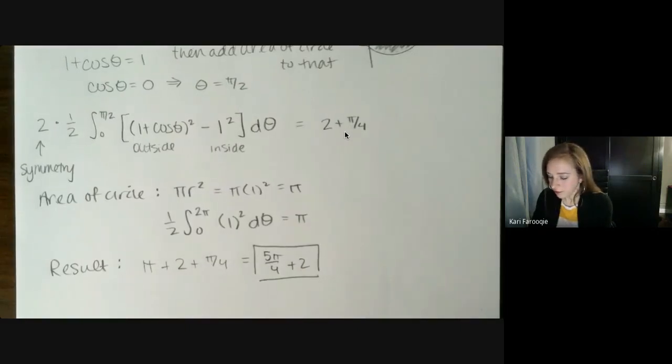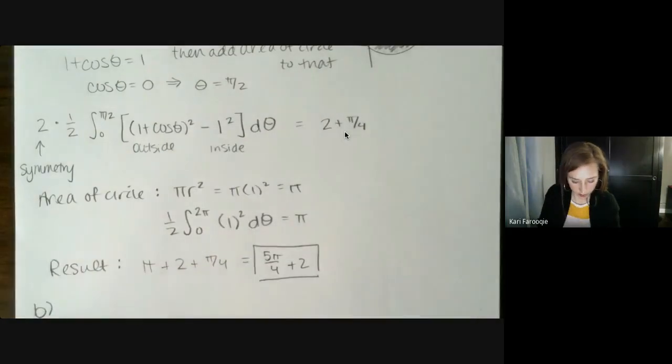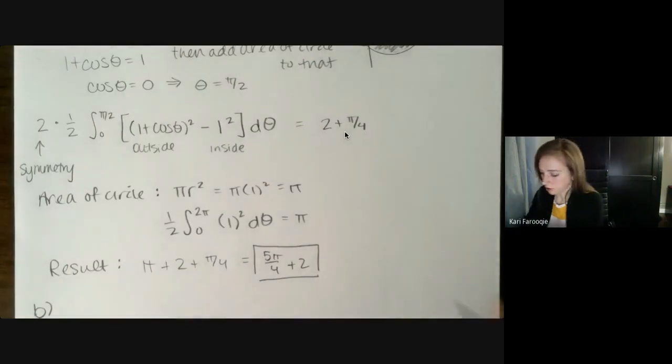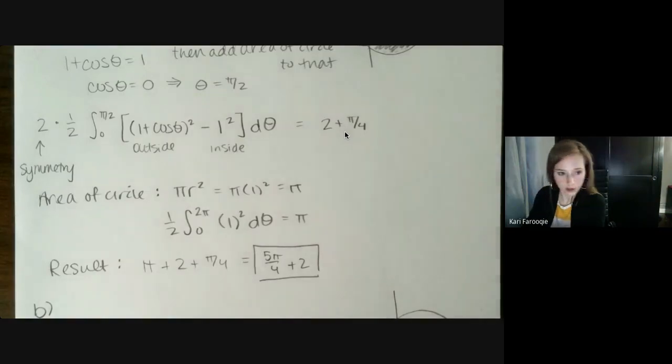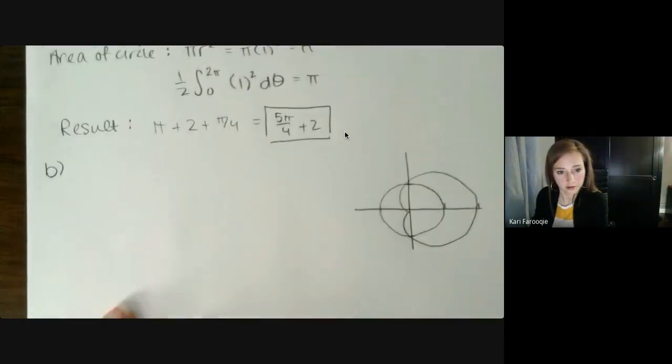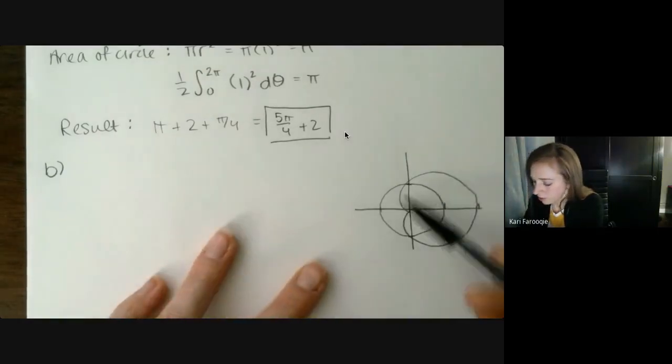For part B, you're looking for something a little bit different. You're finding the area of the region inside the circle and outside the cardioid. So in this case, here's our circle. All right, there's your circle. Here's your cardioid. And again, you are looking for the region inside the circle, outside the cardioid. So inside the circle, outside the cardioid would be this piece.